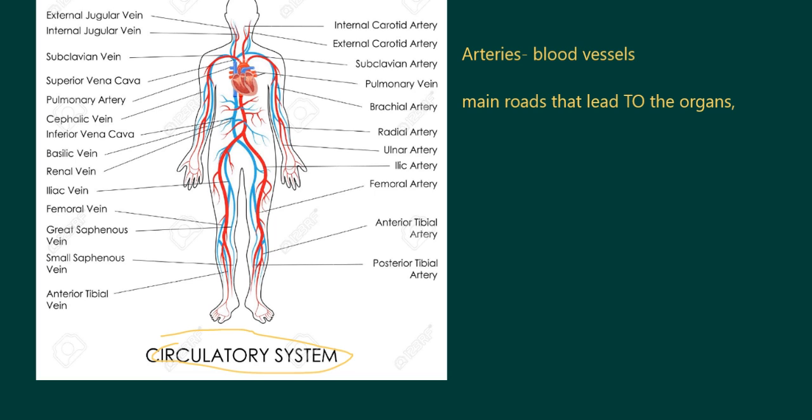These roads have cars on them, or in our case, red blood cells and white blood cells, and platelets, which we will get into later. But these cells carry the nutrients on these main roads called arteries to the organs so that the organs can function. So I'll just write in here: main roads that lead to the organs, have red blood cells, white blood cells, and a fancy word called platelets.